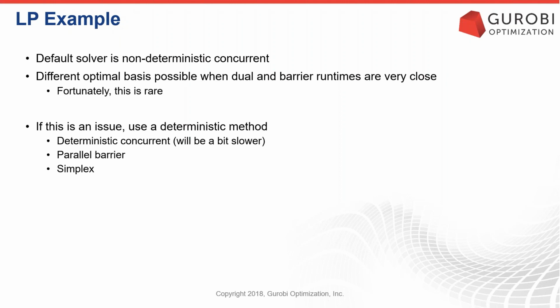If you want to use a deterministic method, this is also controlled through the method parameter. So you can choose simplex, you can choose barrier, and you can also choose the deterministic and non-deterministic versions of barrier and simplex, or for example, only primal and dual simplex by setting a certain value for the method parameter.